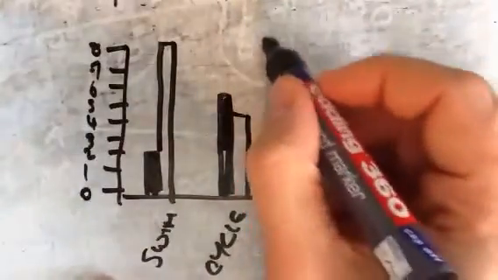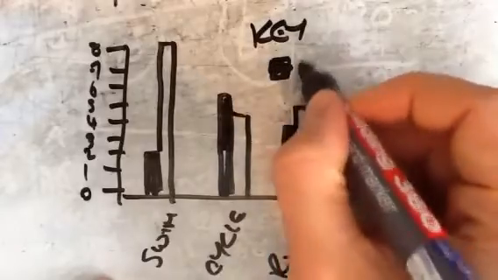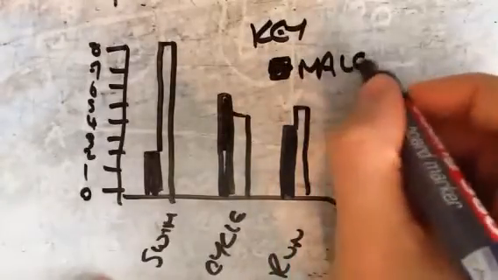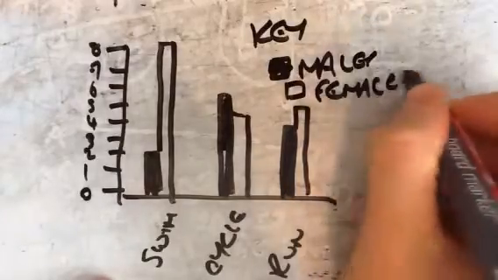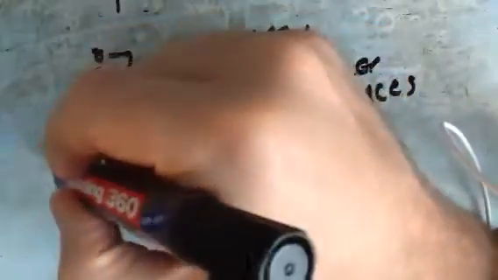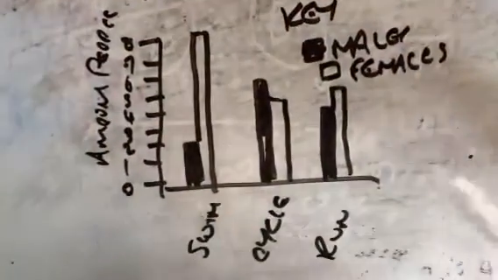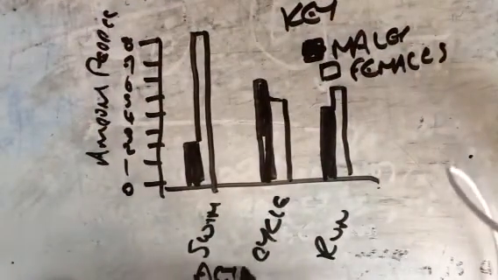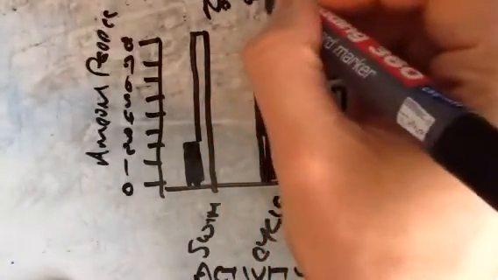Now you have to put a key. So males, females. Let's label these axes. So this is the amount of people, and this is going to be the activity, and then I'm going to put a title. I'm just going to put numbers who exercise.